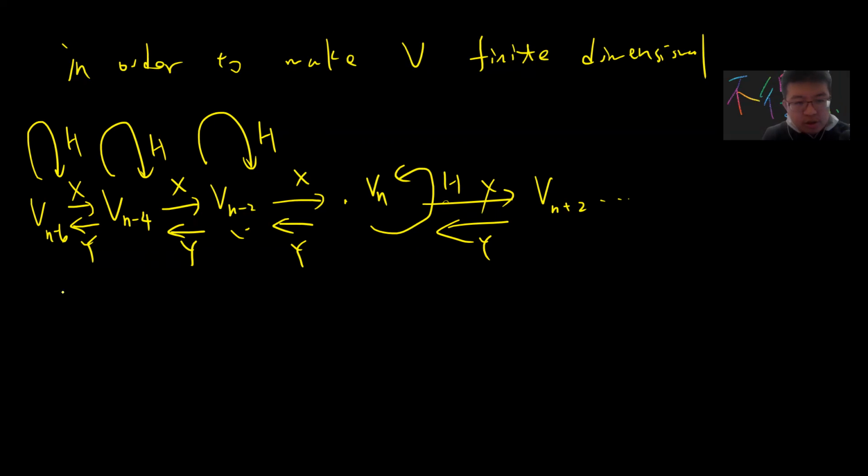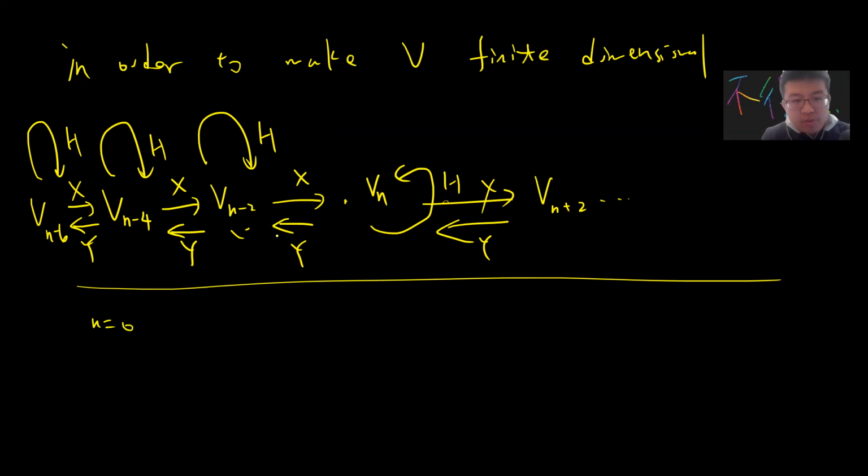okay. Let's see, right? So for example, if n is 0, then you only have V0, right? If n is 1, then you should get V1 and V minus 1. If n is 2, V minus 2, V0, and V2.